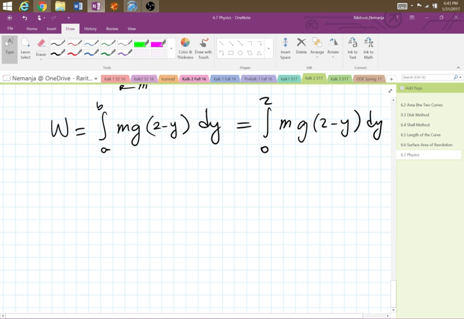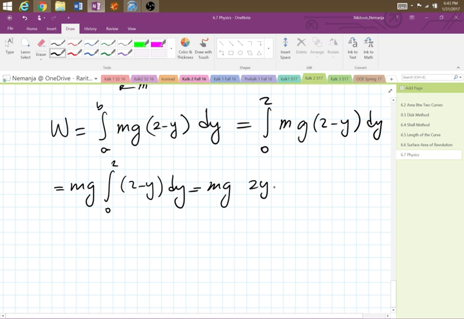So all I need to do is mg integral 0 to 2 of 2 minus y dy, which is mg integral, so that's 2y minus y squared over 2 from 0 to 2. We only plug in 2, so it's mg times 4 minus 2, which is 2 mg in this case.